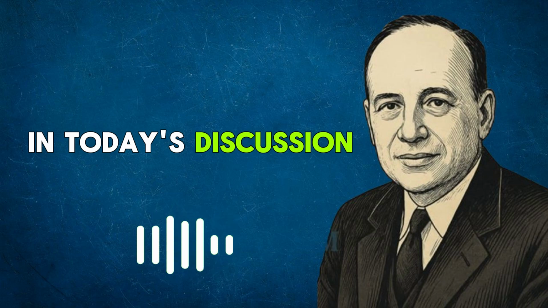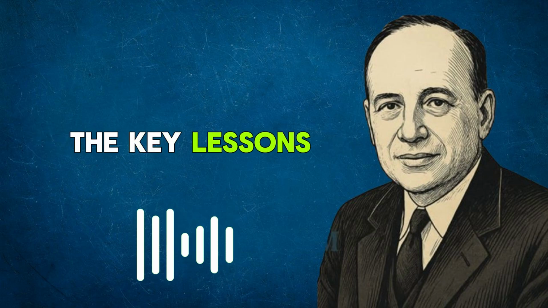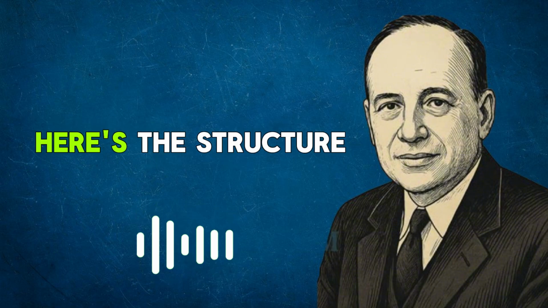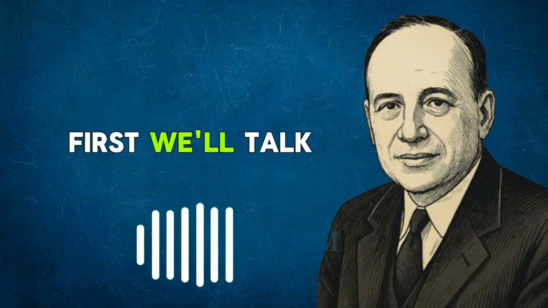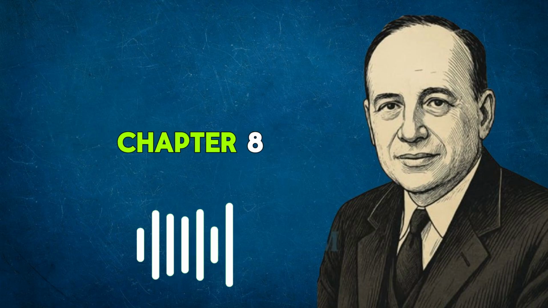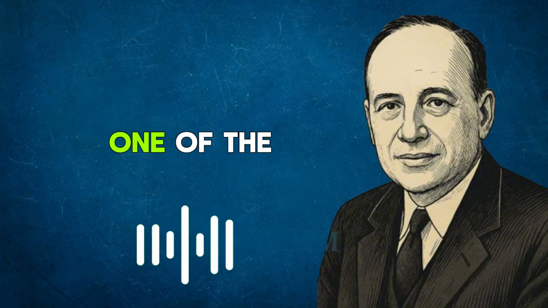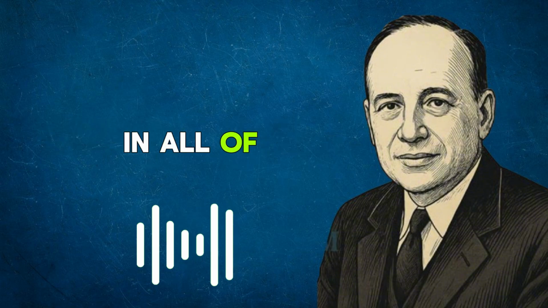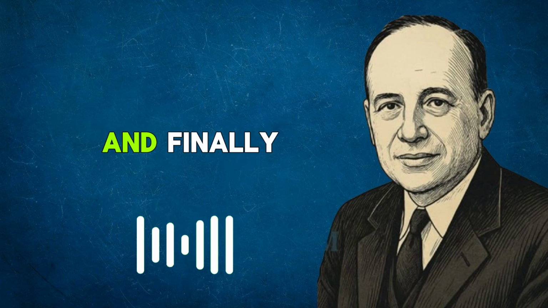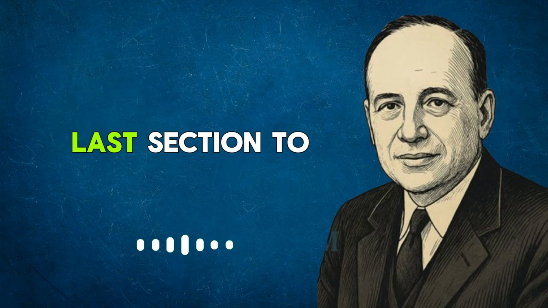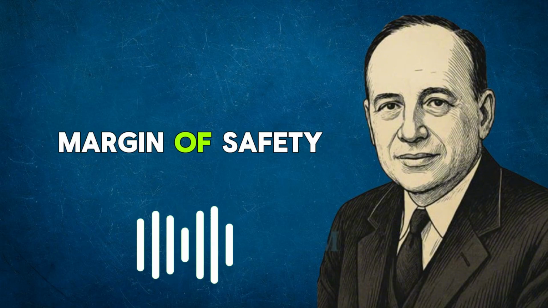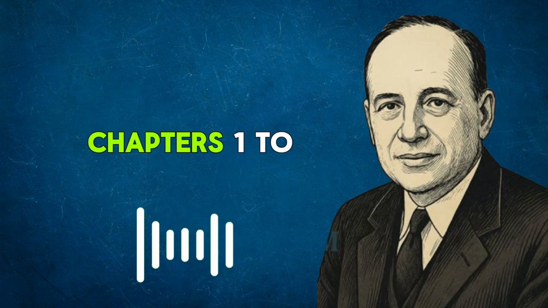In today's discussion, we're focusing on the key lessons in this book. Stig actually prepared today's agenda. Here's the structure we'll follow. First, we'll talk about chapters 1 through 7, then we'll give special attention to chapter 8, because it contains one of the most important concepts in all of investing. After that, we'll move through chapters 9 to 19, and finally, we'll dedicate the last section to chapter 20, which introduces the powerful idea of margin of safety. Let's begin with chapters 1 to 7.